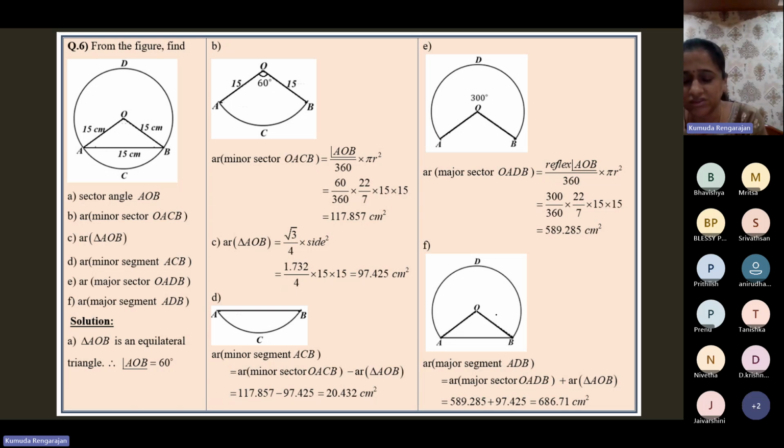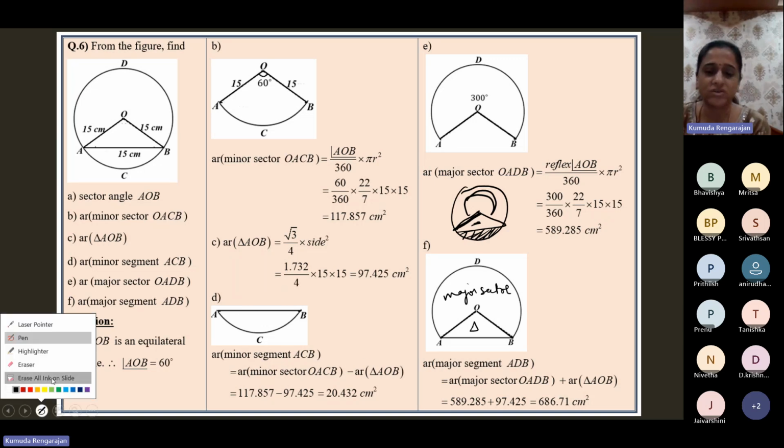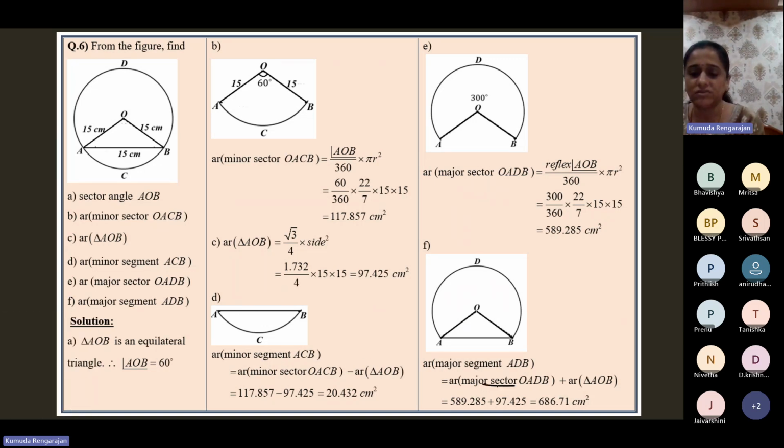So the major segment, as we see, is made up of the major sector and this equilateral triangle. The major segment, see, this is the minor segment. The rest of it is the major segment. And what is the major segment made up of? It's made up of the major sector and the triangle. So area of the major segment is equal to area of the major sector plus the area of the triangle. Sector area plus triangle area.